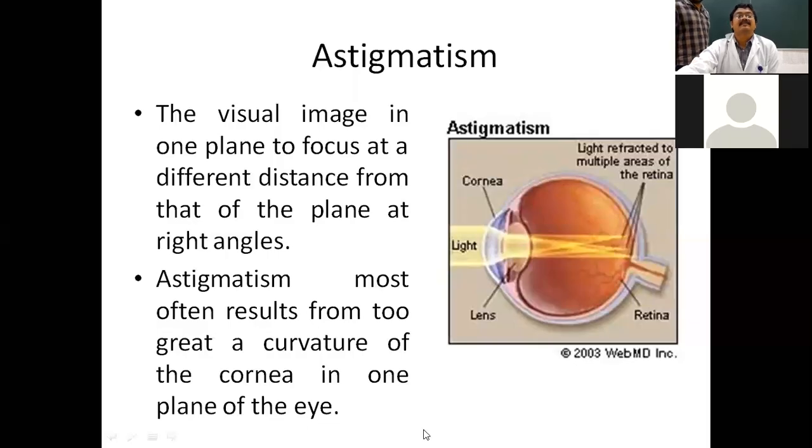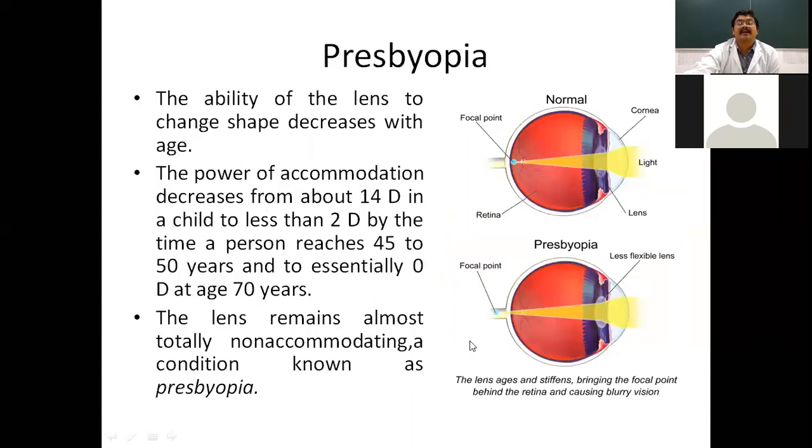Astigmatism: the visual image is formed focused at a different distance from that of a plane at right angles. Astigmatism most often results from too great a curvature of the cornea in one plane of the eye, where one plane is focusing at a different distance from the other. This astigmatism is corrected by cylindrical lenses.